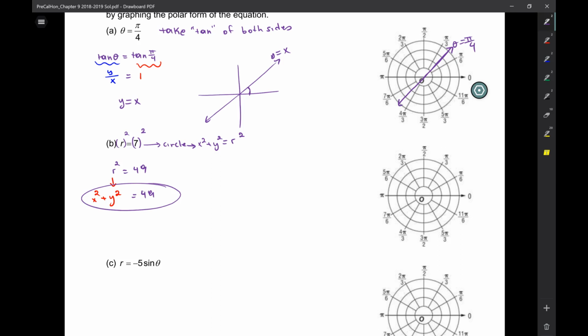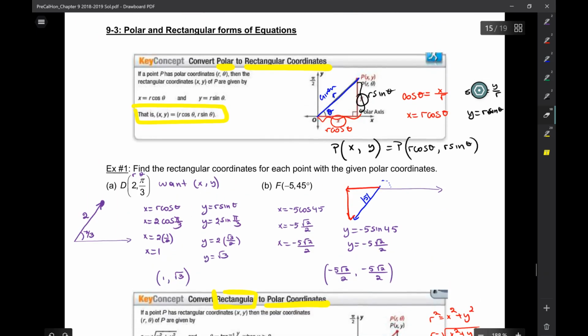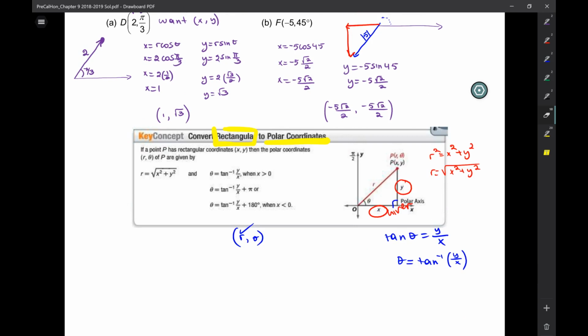Okay. Is everybody okay with this? Yeah. Okay. Now, yesterday, remember what we said? Where was it? Here. Remember we said r squared is x squared plus y squared because of the Pythagorean theorem here, right? So that's another thing. R squared is equal to x squared plus y squared.